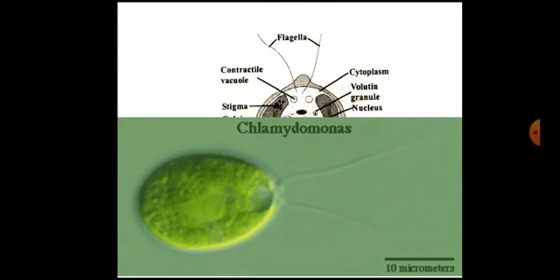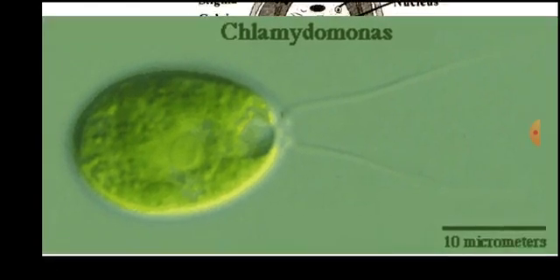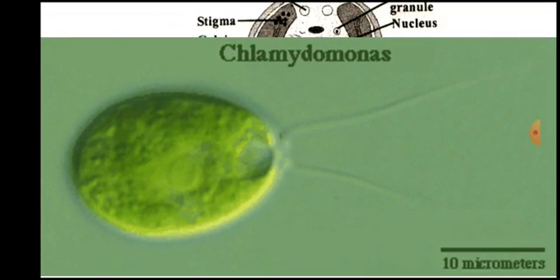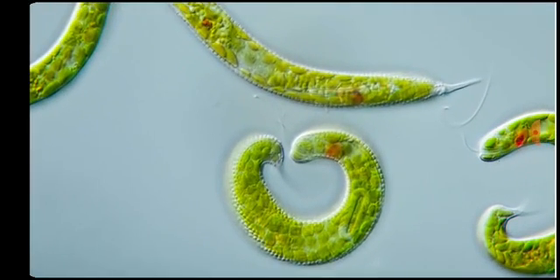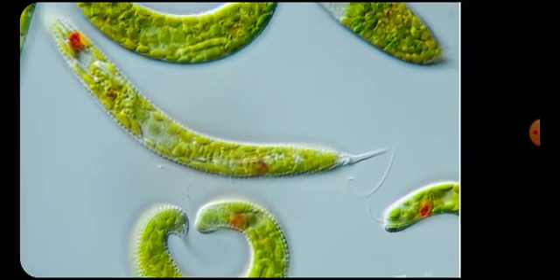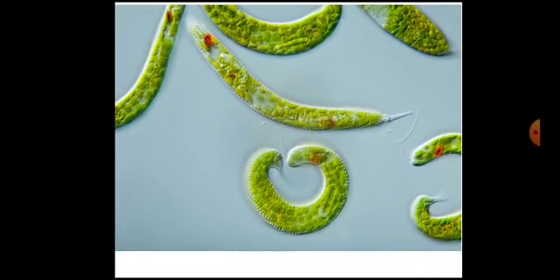This is how Chlamydomonas looks under the microscope. Biflagellated organism. The Euglena, you can see a beautiful picture of Euglena, and the presence of flagella.